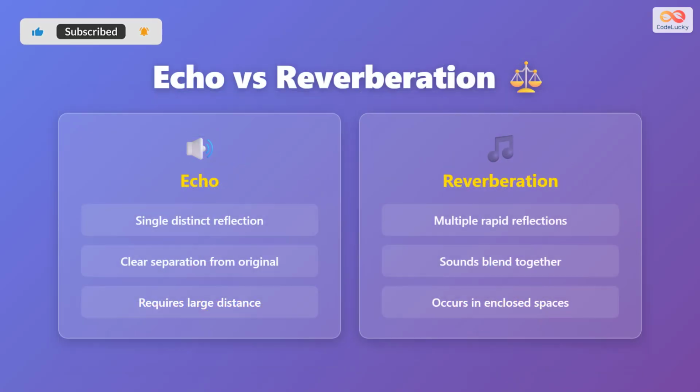It's important to understand the difference between echoes and reverberation, as they are both caused by sound reflection but create different effects. An echo is a single distinct reflection of sound that is clearly separated from the original sound. It requires a large distance to occur. Reverberation, on the other hand, consists of multiple rapid reflections happening in quick succession. These reflections blend together, creating a prolonged sound rather than a distinct repetition. Reverberation typically occurs in enclosed spaces where sound bounces off multiple surfaces rapidly. While echoes are heard as separate sounds, reverberation makes sounds seem to linger or sustain.